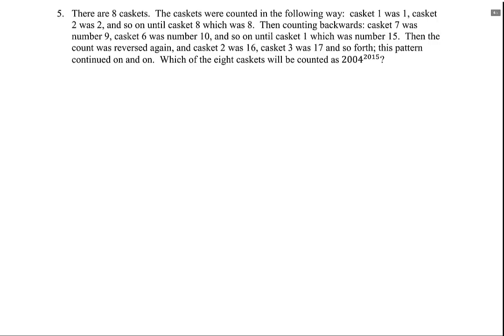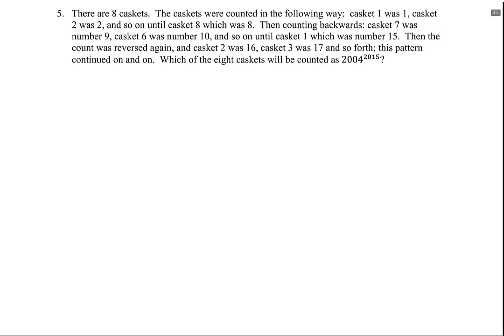In this problem, we're given 8 caskets. The caskets are counted in a funny way. Casket 1 is 1, 2 is 2, and so on until we hit 8. But then the counting started going backwards. So casket 7 was the next one counted, but it was counted as 9, and so on and so on and so on. And the direction of this counting kept reversing and reversing.